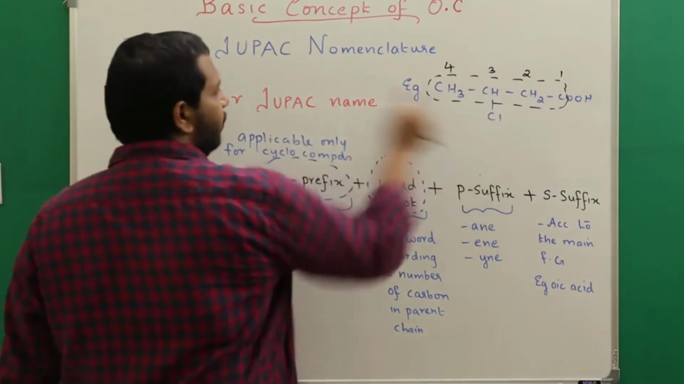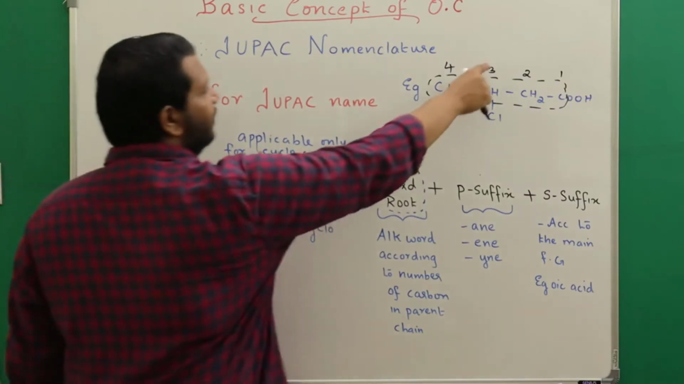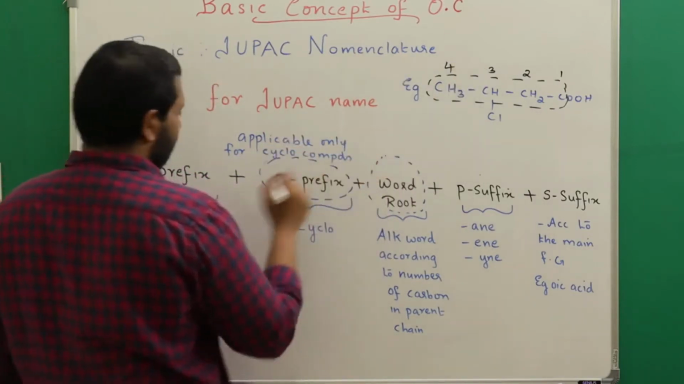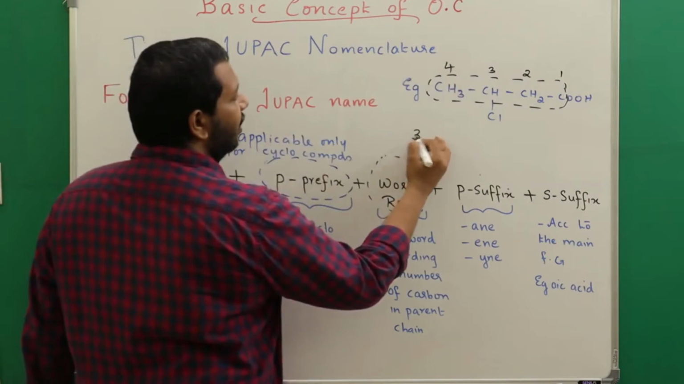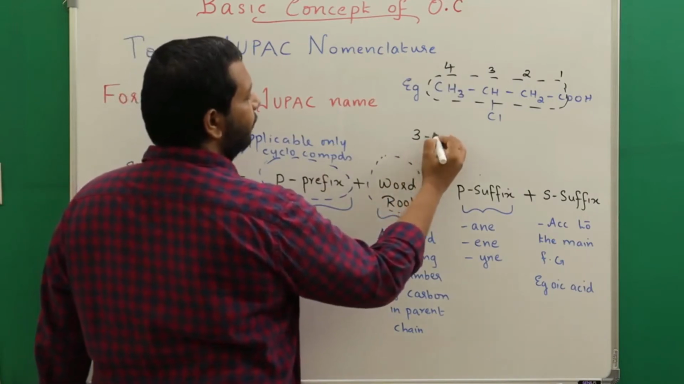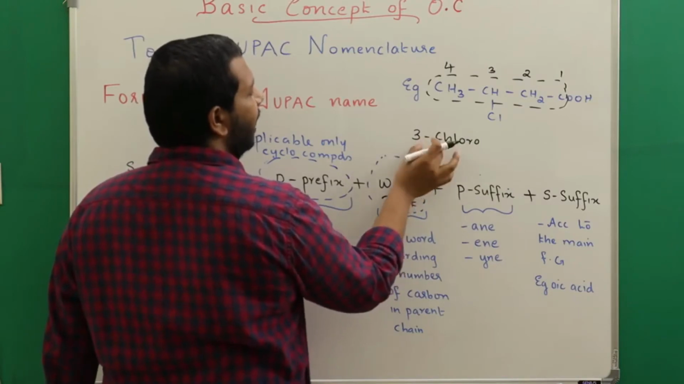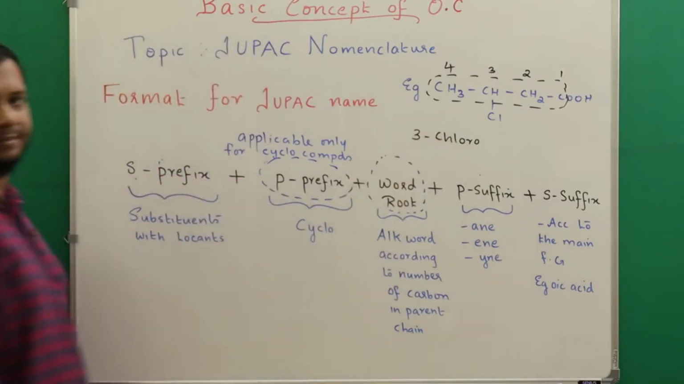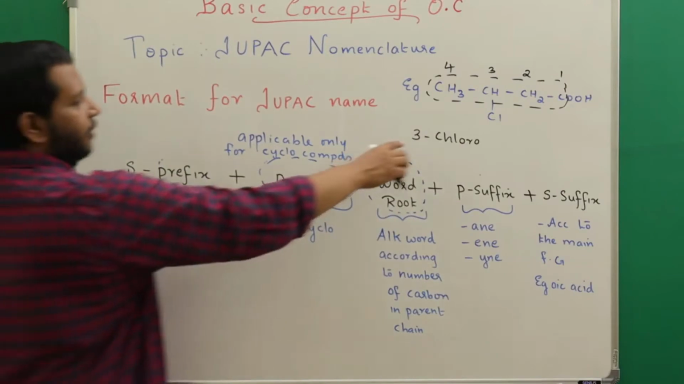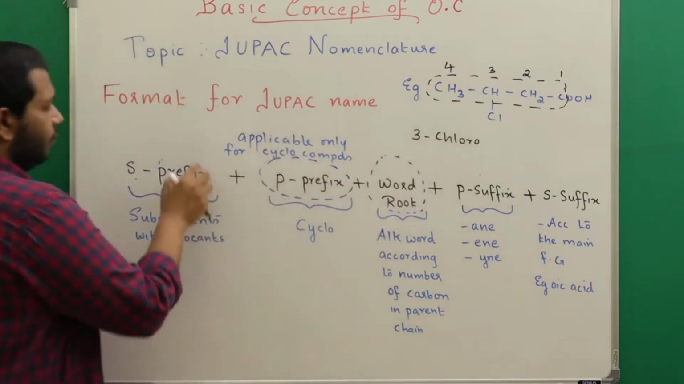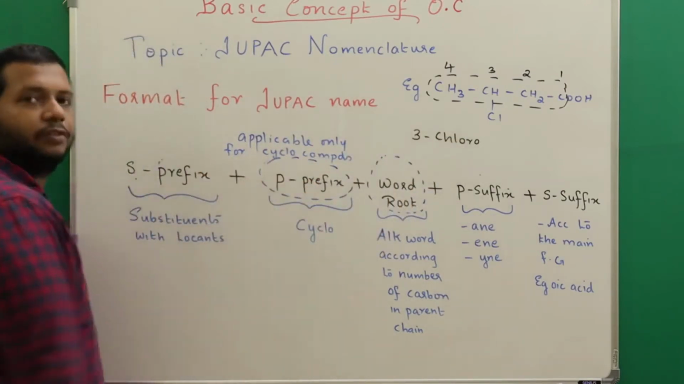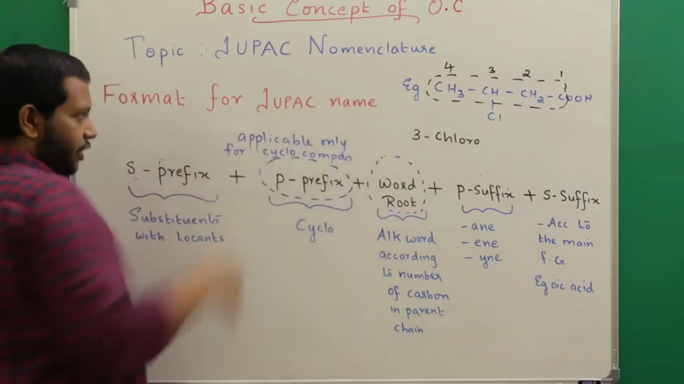The substituent here is chlorine, and its locant is 3. So I can write 3, hyphen, chloro. Always the locants and alphabets should be separated by a hyphen. So 3-chloro. So the secondary prefix is over. Primary prefix is not applicable since it is a linear chain compound.